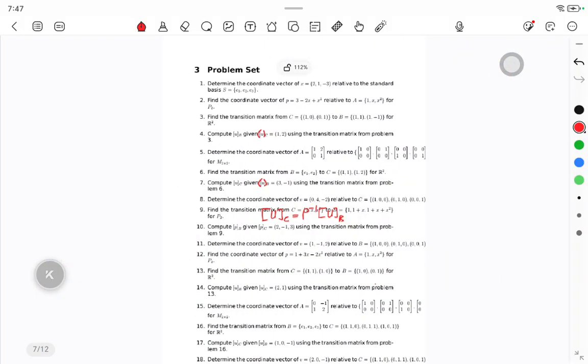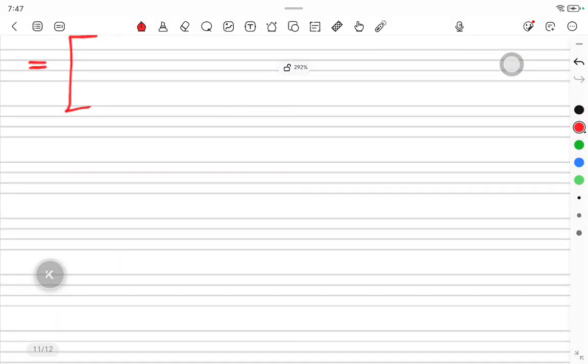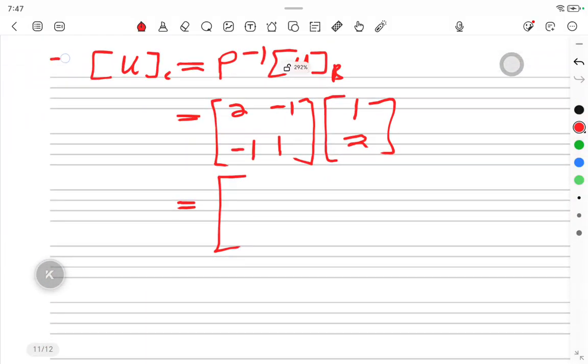What did you get there, guys? Oh, it's number 7, right? This is 3 and minus 1, right? Okay, let me do it. I thought it's 1 and 2. It's 3 and minus 1. You said you got what and what? 5 and negative 2.